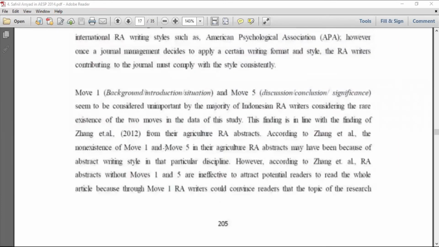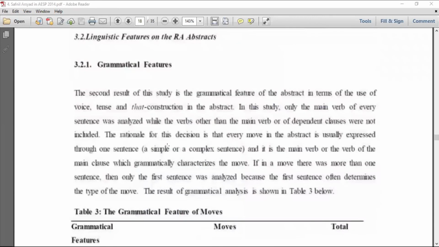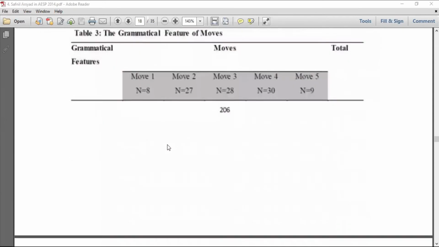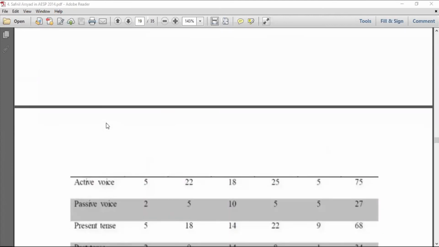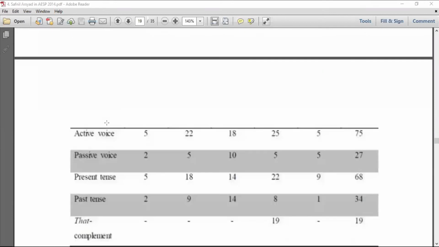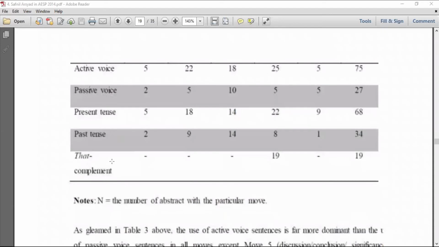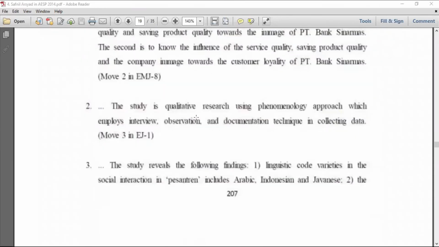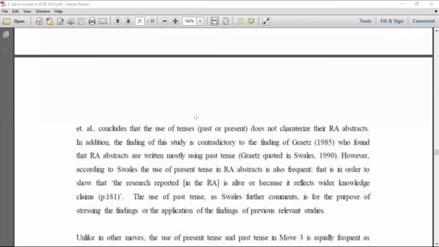And then I show the examples. This is the second analysis, the grammatical or linguistic features like tenses, active and passive, and complements. I gave an example here. So you have to read several times, not just once. It is not enough.